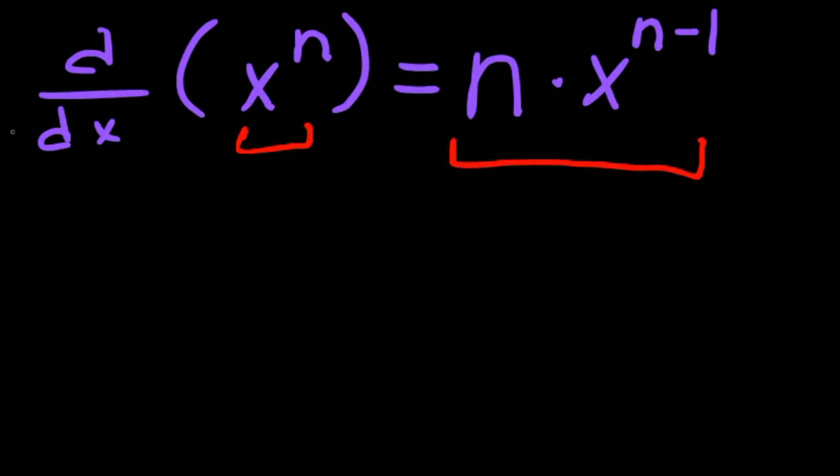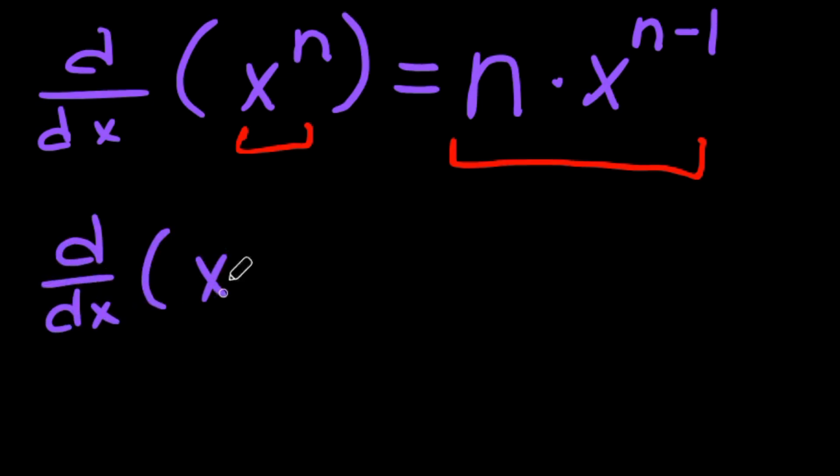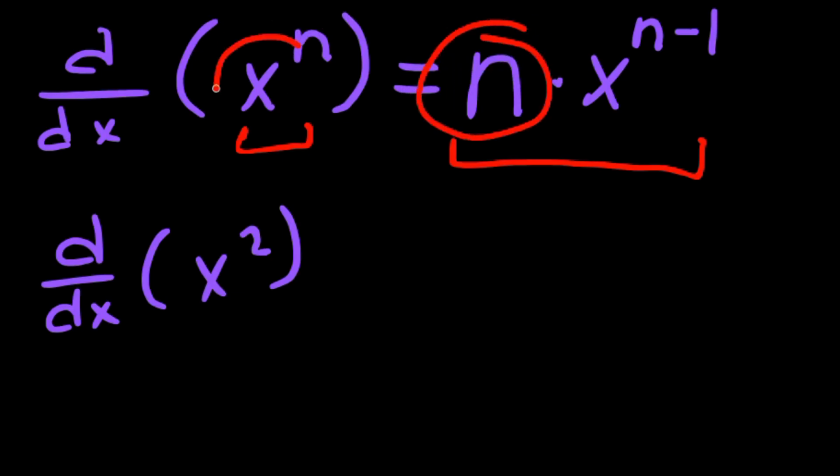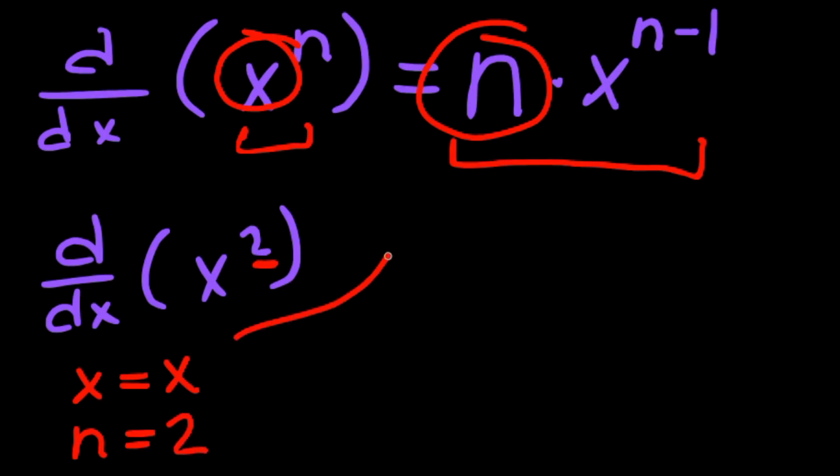Now this is symbolic. You can represent this symbolically as, for example, the n hopping forward and leaving 1 behind. So let's work on an example. Suppose I have x squared and I want to differentiate x squared. Well, the first thing we're going to do is find our n and our x. So obviously our x is just equal to x, but the n here, n is equal to 2. Now we plug these values into this equation right here.